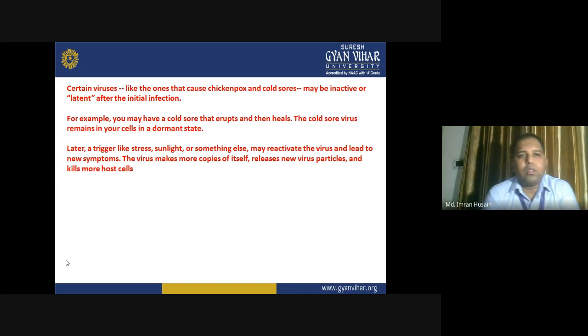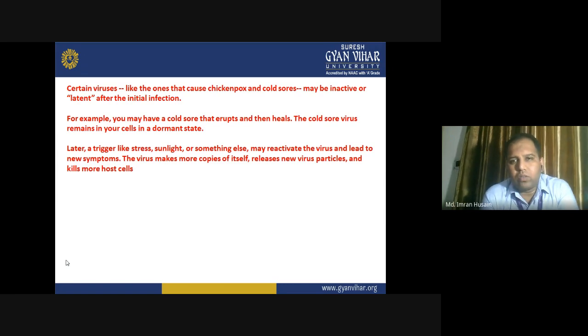Certain viruses, like the ones that cause chickenpox and cold sores, may be inactive or latent after the initial infection. For example, you may have a cold sore that erupts and then heals. The cold sore virus remains in your cells in a dormant state. Later, a trigger like stress, sunlight, or something else may reactivate the virus and lead to new symptoms. The virus makes more copies of itself, releases new virus particles, and kills more host cells.